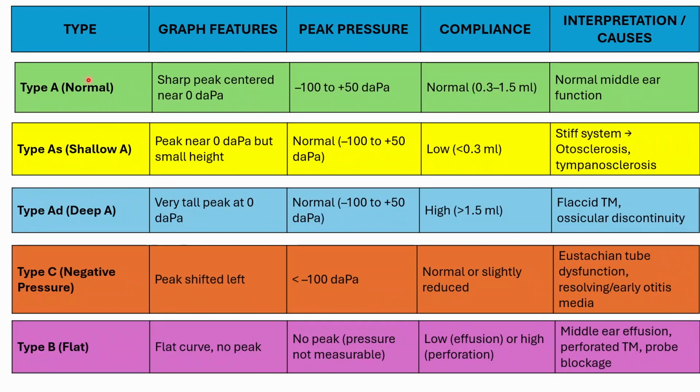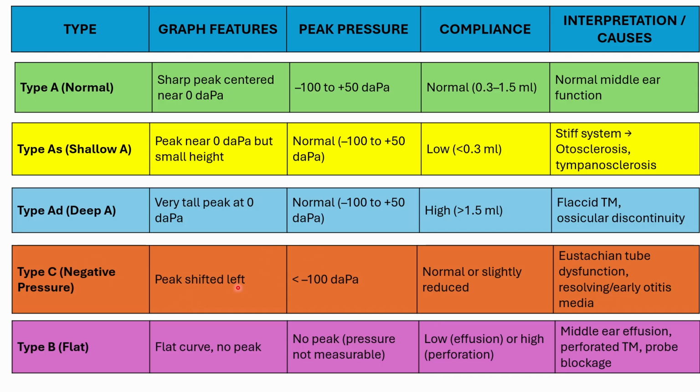So in type A, there will be a sharp peak at 0 daPa, pressure will be normal, compliance will be normal, showing normal middle ear function. While in type As, a peak will be there, of small height, near ambient or 0 daPa in the normal range, but the peak will be low. Stiff ossicular system. Then type Ad, with deep tall peaks with normal pressure, but more than 1.5, flaccid TM, thin TM, or ossicular discontinuity.